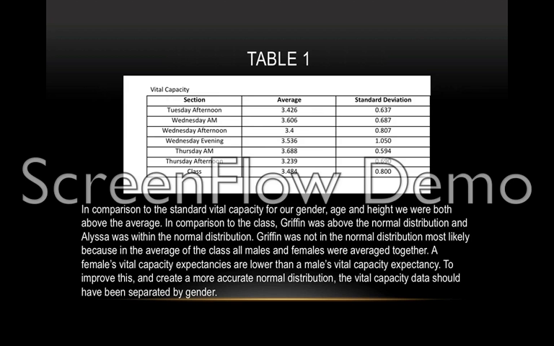Table 1 contains the means and standard deviations for each lab section and the class's data for the vital capacity experiment. It shows pretty consistent means and standard deviations. The standard deviations were high due to averaging the male and female vital capacities, which were different.